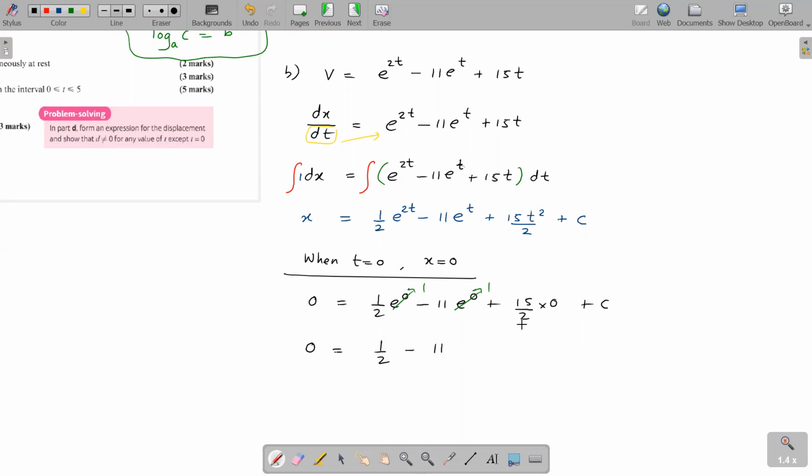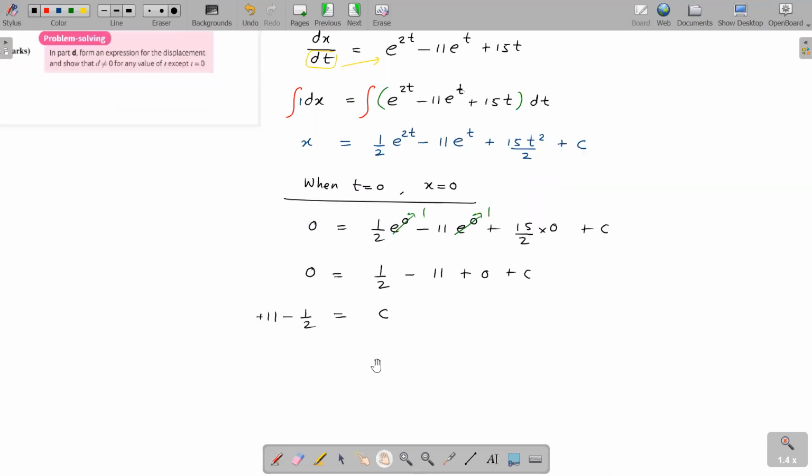11 into 1 is 11. 15 over 2 into 0 is 0. Can I know how much is half minus 11? Or we'll take it like this: 11 plus 11 minus half is C. How much is 11 minus half, in fraction form? 21 over 2, right? C is 21 over 2. Do you agree with me?